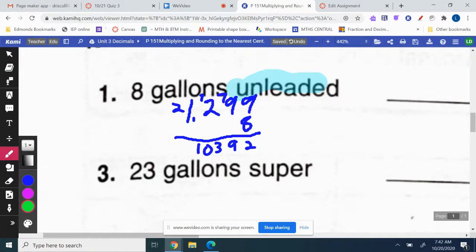Now, remember we count our decimal places. 1, 2, 3. And we move our decimal 3 places. 1, 2, 3. So there's my new decimal place. We'll erase that. So now I have to round to the nearest cent. So again, we're going to be looking to round here, and I look here. That is less than 4, so the price stays $10.39. So I'm going to write that down here. $10.39.